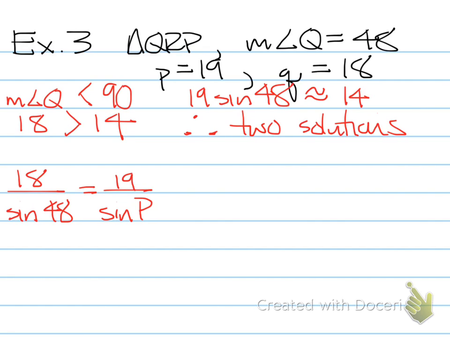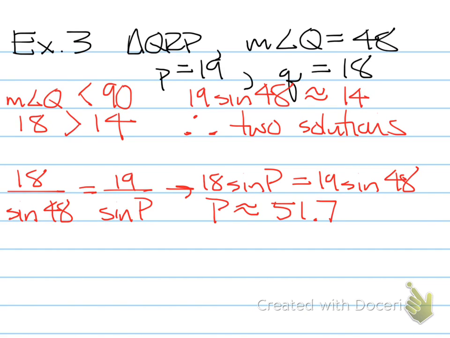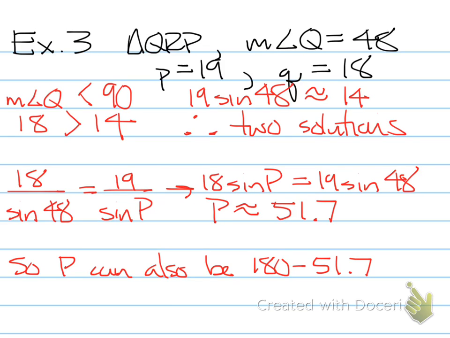So we're going to start by setting up our proportion as q over sine of Q, and that's going to equal p over sine of P. Cross multiply, and then to solve for P, we're going to have to divide both sides by 18 and then take the sine inverse of that quantity, and we'll get approximately 51.7. And then now that we know two of those angle measures, we can add them up and subtract that quantity from 180 to get the third angle.